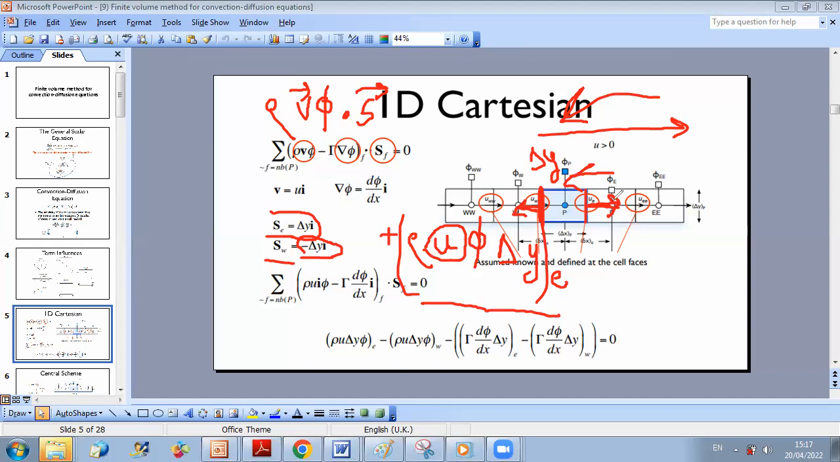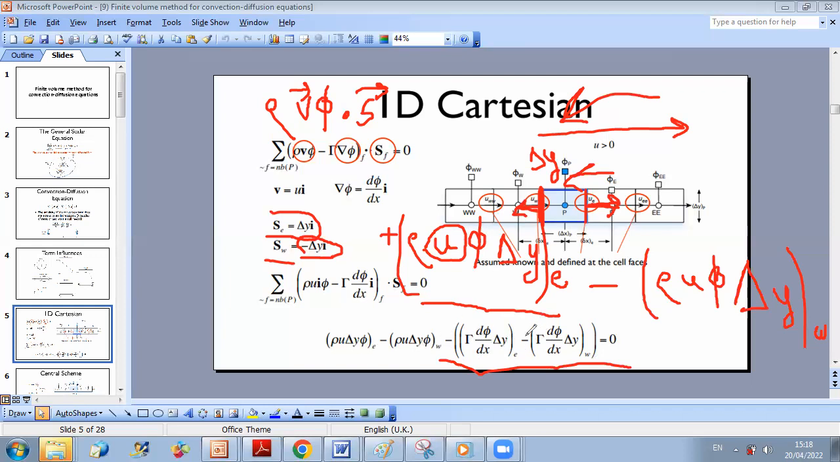Now for the west face, since S west is minus delta y i, you get minus rho u phi times delta y at west. So these are the expressions of the convective fluxes. The diffusive fluxes we already saw in the previous chapter. We get minus diffusivity times d phi by dx times delta y at east.